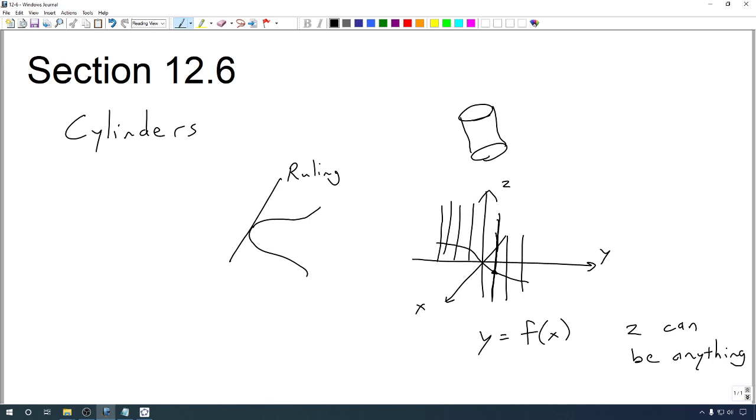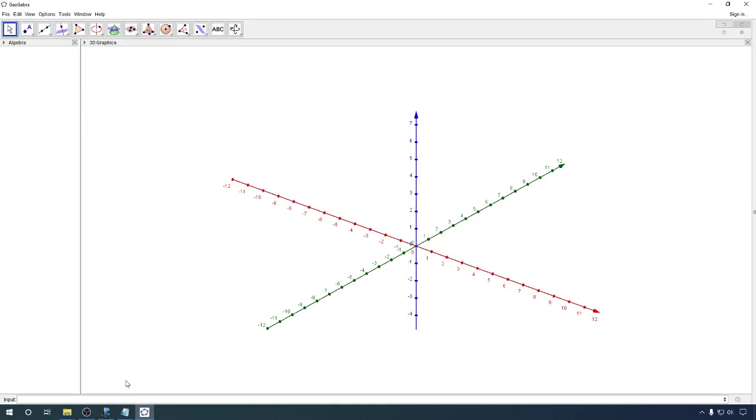So let's look at some examples. It'll be a little easier just to use GeoGebra here. In fact, we're going to be looking at a lot of different surfaces in GeoGebra just to make it a lot easier to get a picture of what these things look like. So let's just take a simple example.